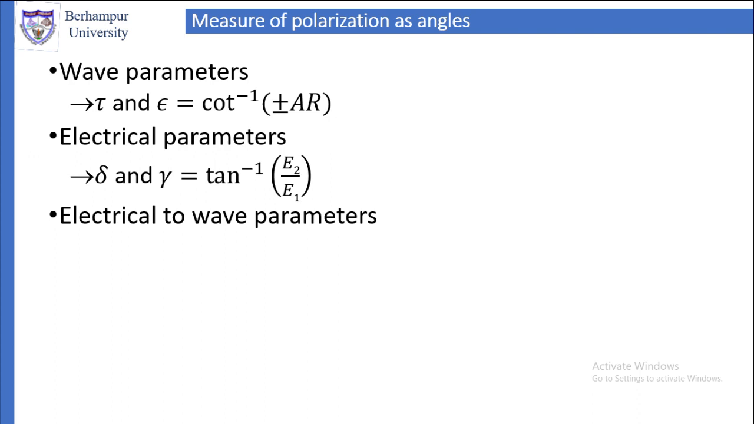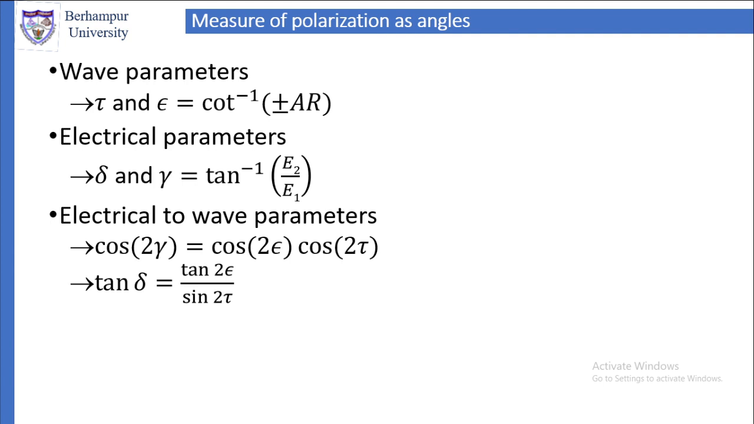Now, we will convert the electrical parameters to wave parameters, because these are the same parameters for the polarization, so both should give us the same thing. They should be equivalent. Converting electrical parameters to wave parameters, the conversion is this way. Cos 2 gamma is equal to cos 2 epsilon into cos 2 tau. And tan delta is equal to tan 2 epsilon by sine 2 tau.